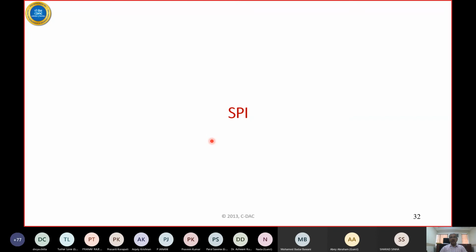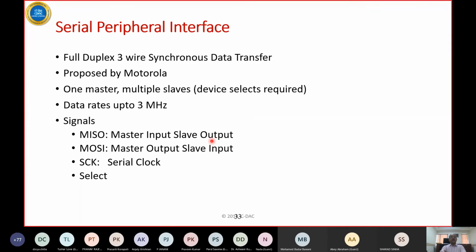Moving ahead, let's look at SPI. SPI stands for Serial Peripheral Interface. If I2C was designed by Philips, SPI was designed by Motorola. It is not half duplex like the previous one, it is full duplex. It is not 2-wire, it is 3-wire. It is still synchronous, as was the case before. This is not a multi-master bus, it is a single master with multiple slaves.